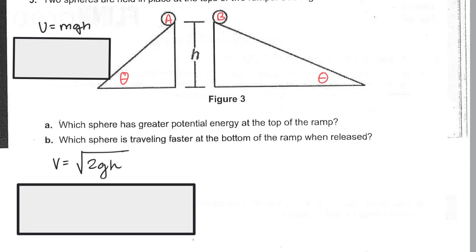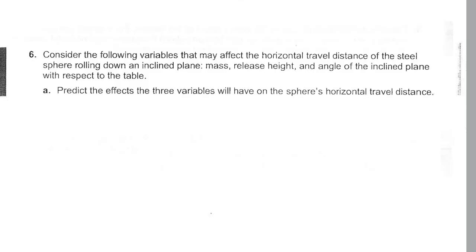So let's go on to letter B. Okay, number 6 says, consider the following variables that may affect the horizontal travel distance of the steel sphere rolling down an incline. So we're going to be doing the same lab that we have been doing.